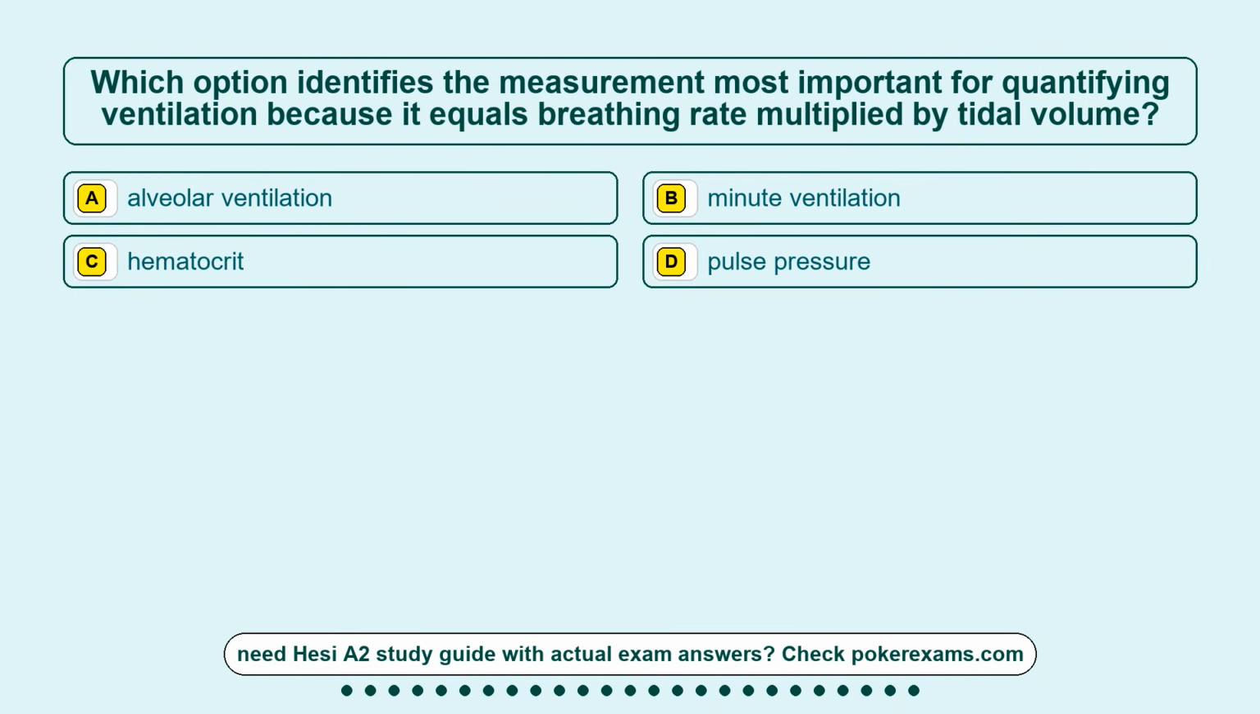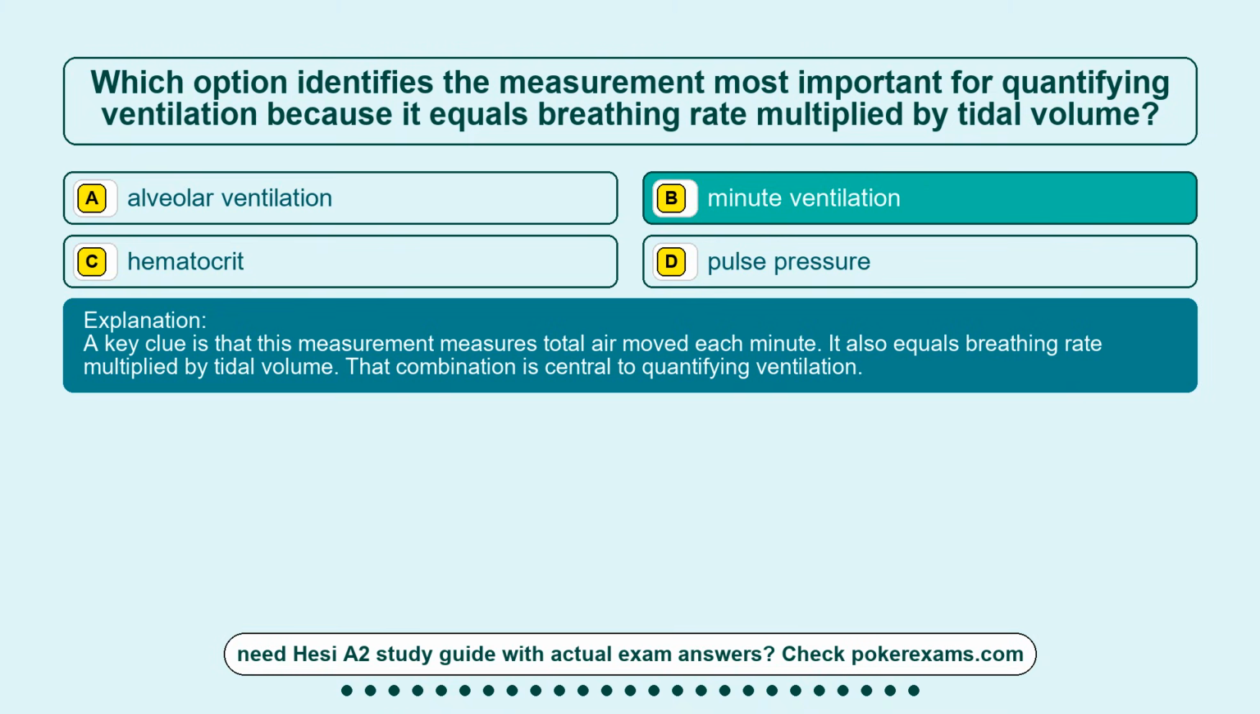Question 1. Which option identifies the measurement most important for quantifying ventilation because it equals breathing rate multiplied by tidal volume? Option A, alveolar ventilation. Option B, minute ventilation. Option C, hematocrit. Option D, pulse pressure. The correct answer is option B, minute ventilation.